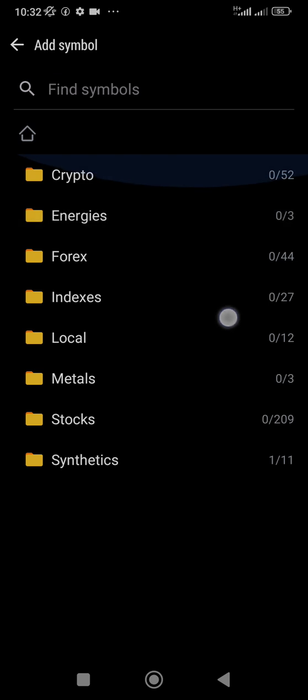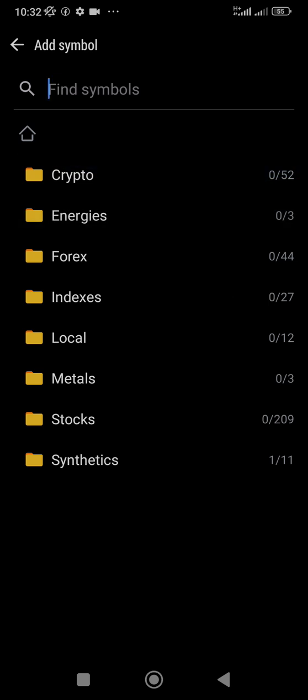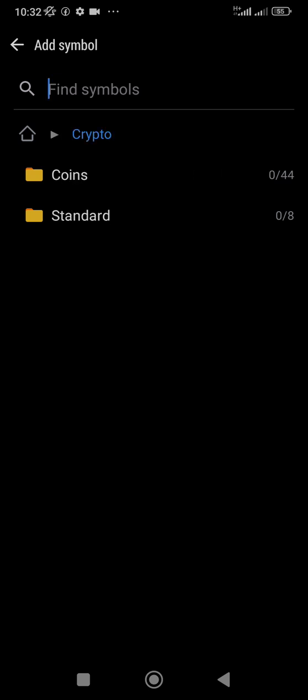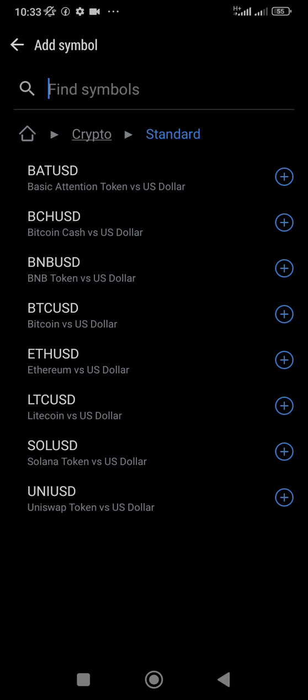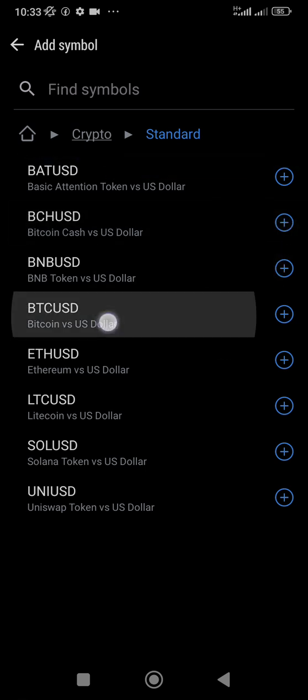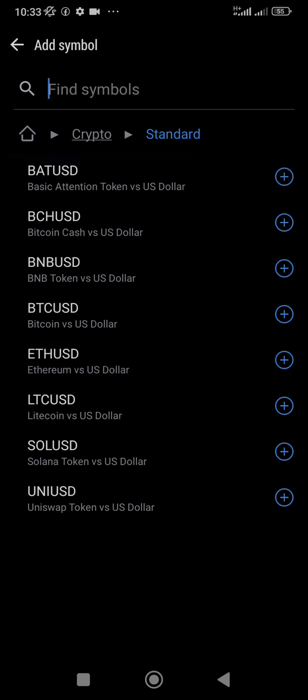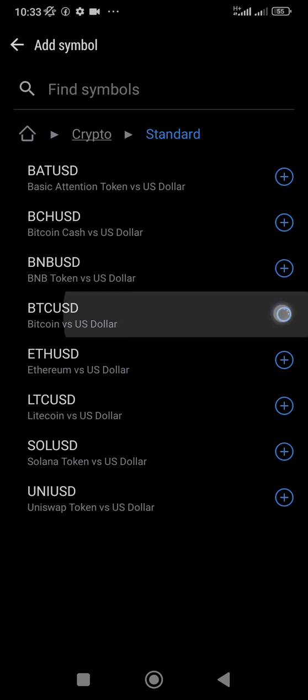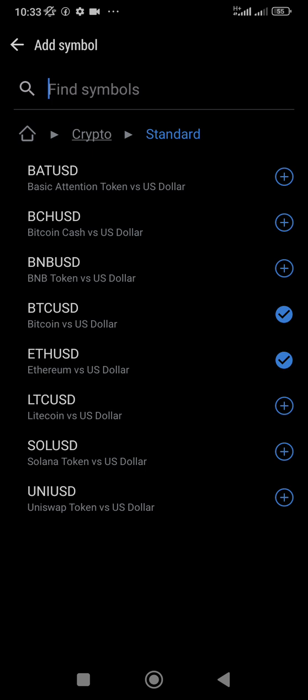We have crypto, energies, forex, indices, local, metals, stocks, and synthetics. So let us go straight to cryptocurrency, and we are going to take just 3 instruments from each of these. First of all, we choose either the coins or standard. We are going for standard. For the standard, we have Bitcoin Cash USD, BNB USD, Bitcoin USD, Ethereum USD, Litecoin USD, Sol USD, and Uniswap USD. So we are going to choose Bitcoin, Ethereum, and Solana.